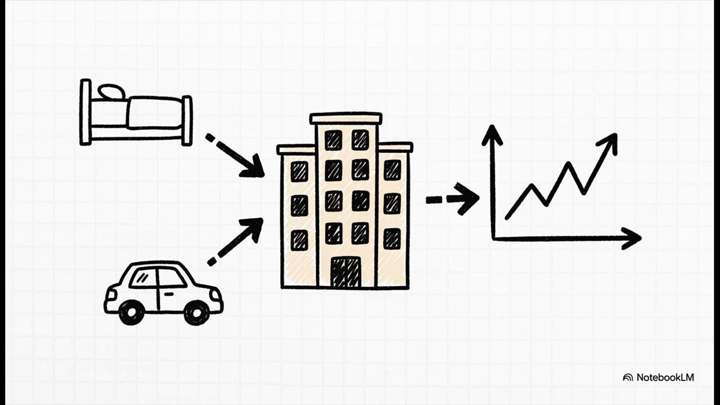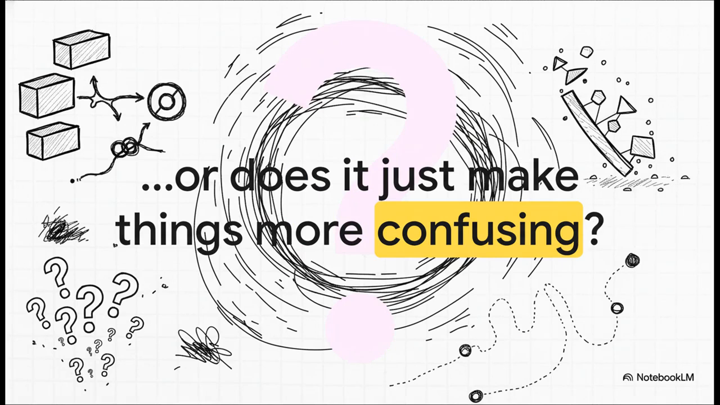So we throw in the number of bedrooms, maybe the number of parking spots. Each new clue should bring us one step closer to nailing that price. Okay, but this is exactly where things get weird. Because sometimes adding more perfectly good information doesn't just not help. It can actually make our model completely fall apart in a really surprising way.